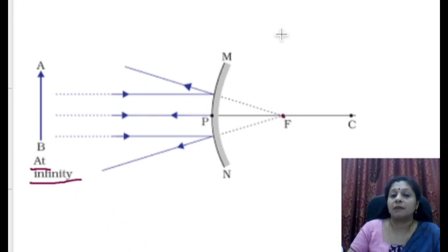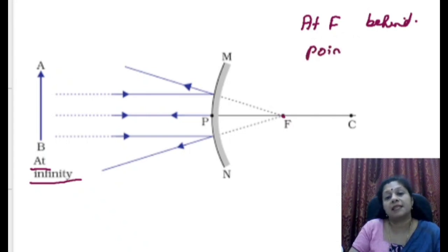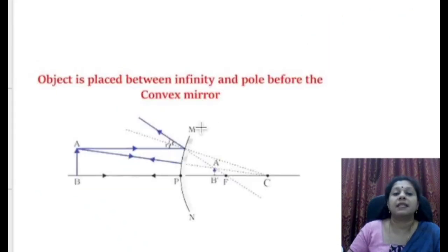So what is the position? It is forming at the focus, but on the other side, behind the mirror. What is the size? Point sized, diminished. And what is the nature? Are they actually meeting? No, they appear to meet. So what is the nature? Virtual and erect.